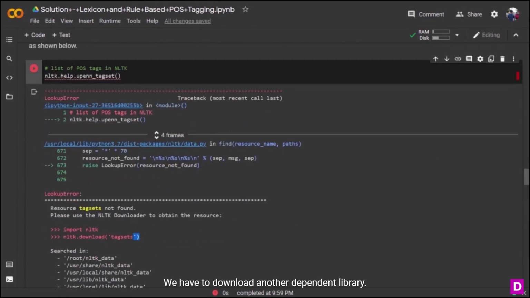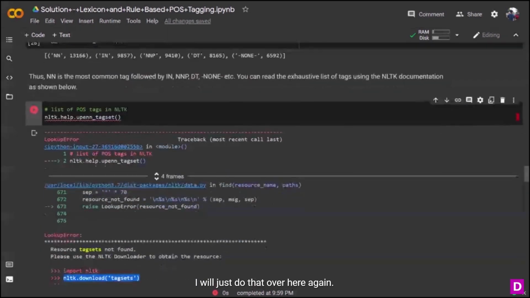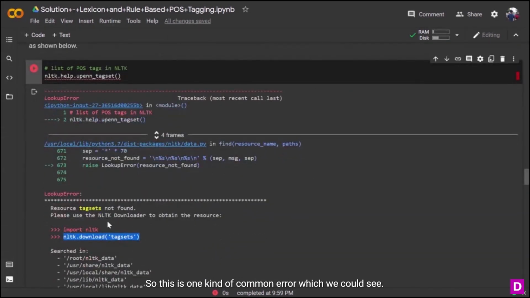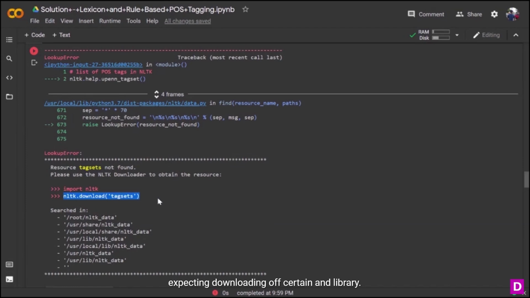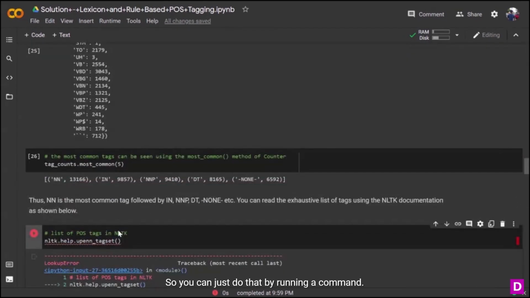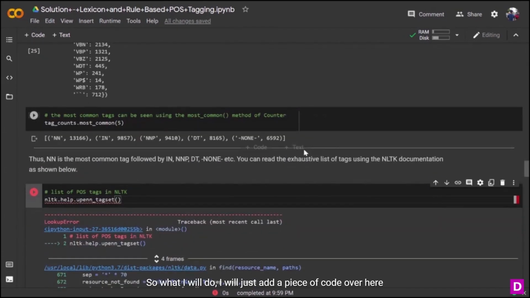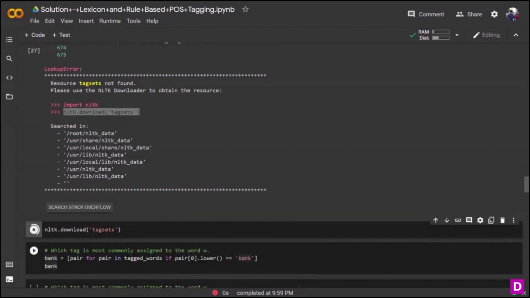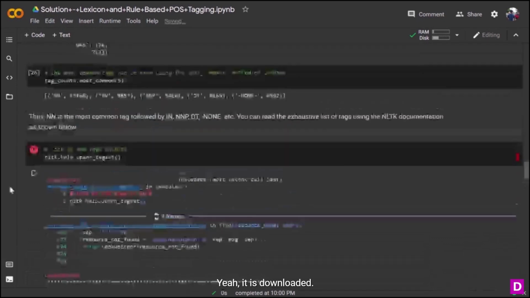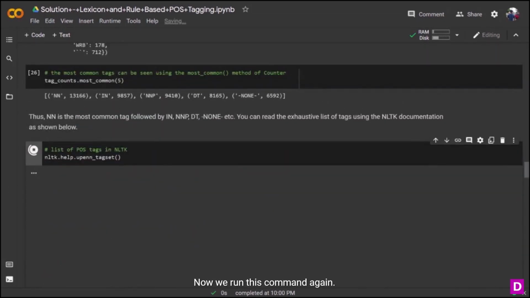We have to download another dependent library. I will just do that over here. This is one kind of common error which we could see. If you look at the error, you can see that it is expecting a download of a certain library. So you can do that by running a command. I will add a piece of code over here, nltk.download tagsets. Yeah, it is downloaded. Now we run this command again.